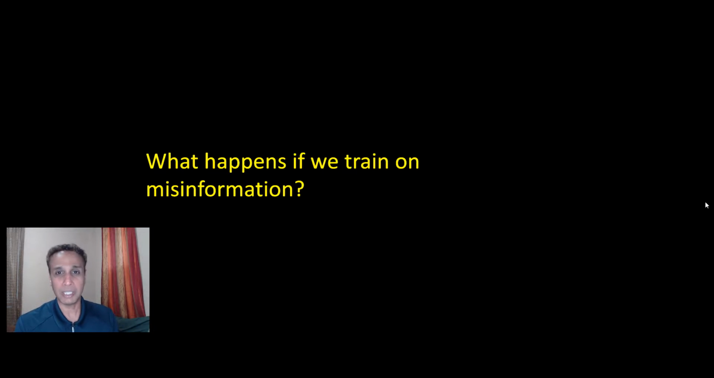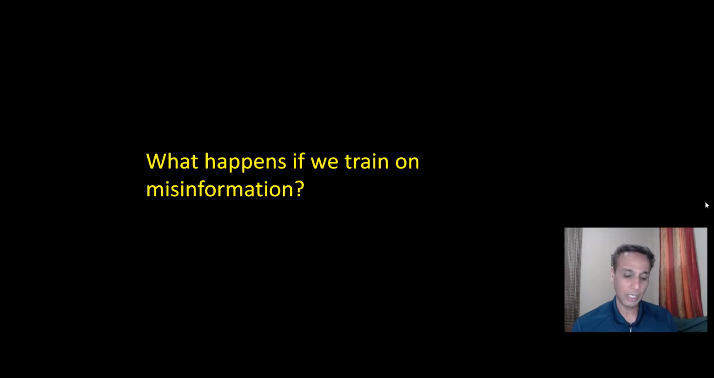Well, the algorithm doesn't care. It doesn't know. It's reflecting what human nature is, because the thing was trained on a whole bunch of internet or Wikipedia and everything. So of course it's going to reflect our behavior, so we better behave well. But let's see what happens if we train on misinformation.